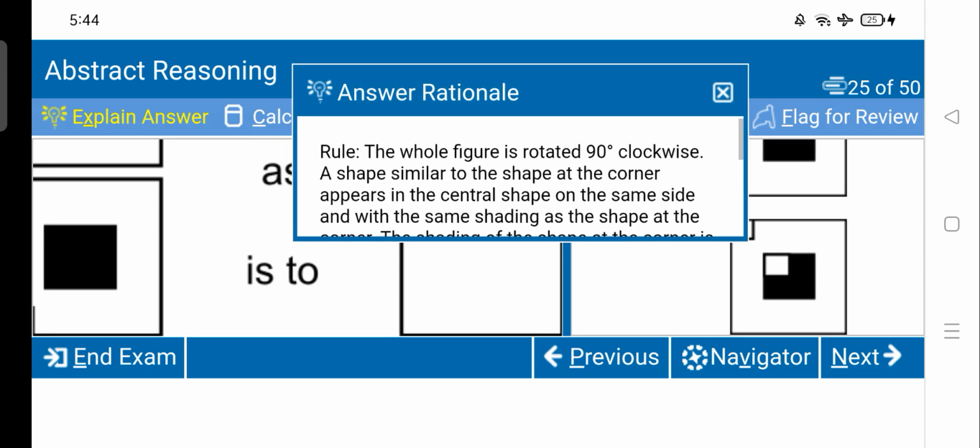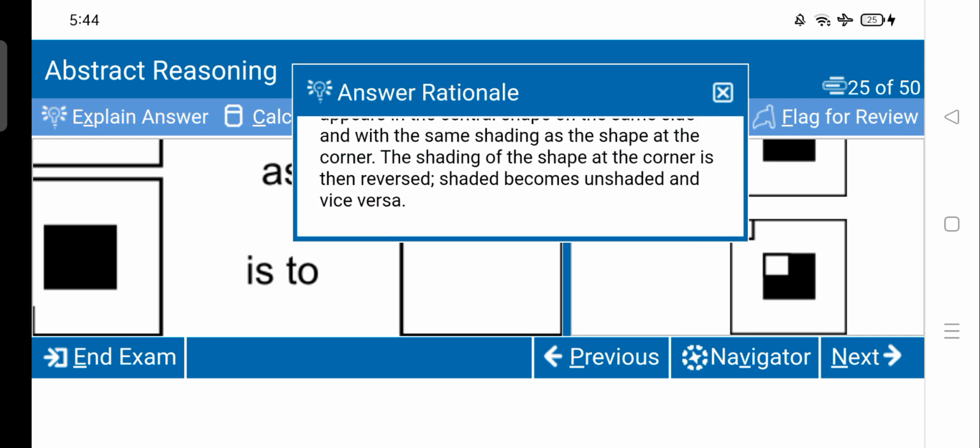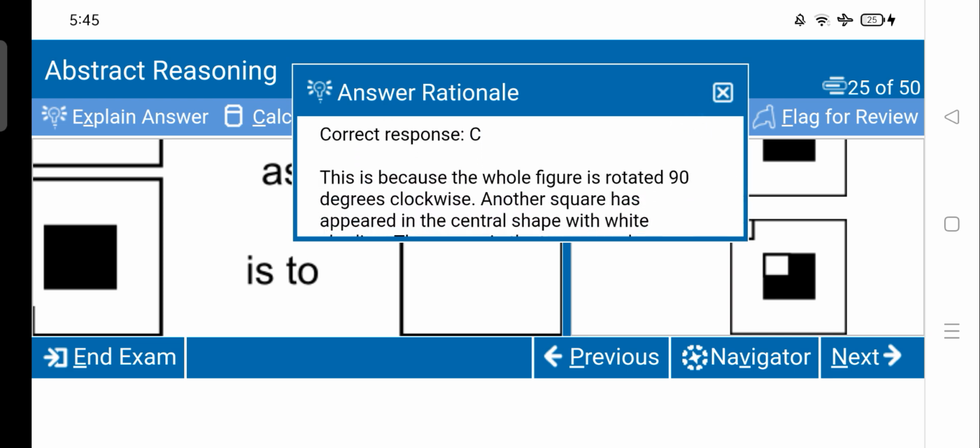So the rule is that the whole figure is rotated 90-degree clockwise. A shape similar to the shape at the corner appears in the central shape on the same side and with the same shading as the shape at the corner. The shading of the shape at the corner is then reversed. Shaded becomes unshaded and vice versa. So correct response is option C.